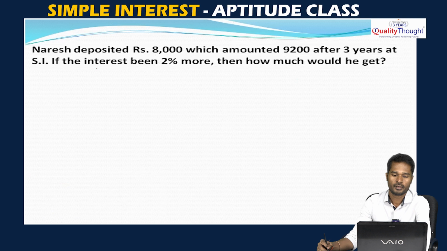Let us see the question. Naresh deposited rupees 8,000 which amounted to 9,200 for 3 years at simple interest. If the rate of interest has been 2% more, then how much would he get?